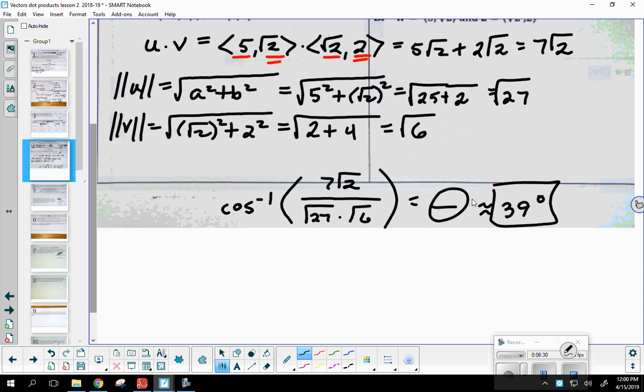So let's take a look at this visually here. Or, well, no, I'm okay. Let's not worry about that. If I were to go ahead and graph them, the angle between those, if they're both in standard position, we can go ahead and say it's 39 degrees. Okay, good. Any questions on that?